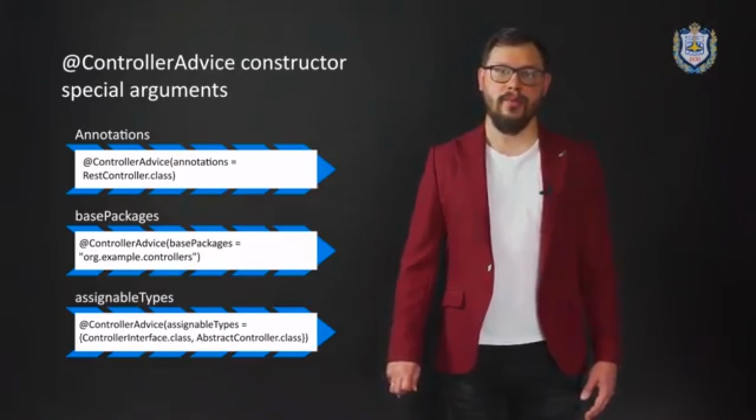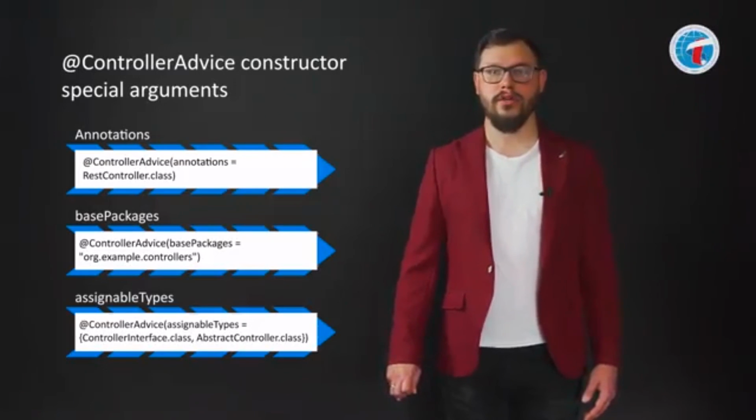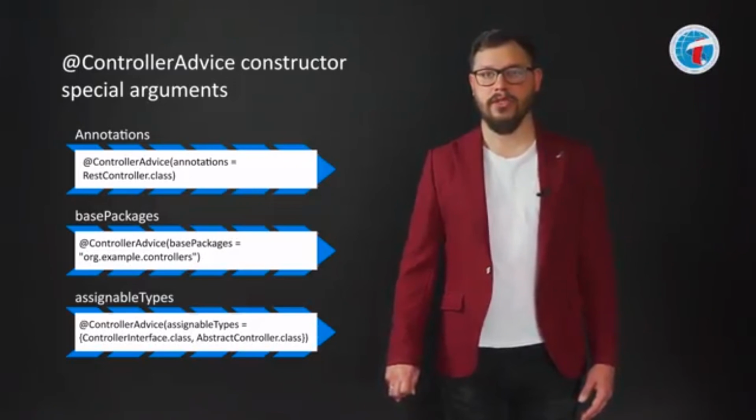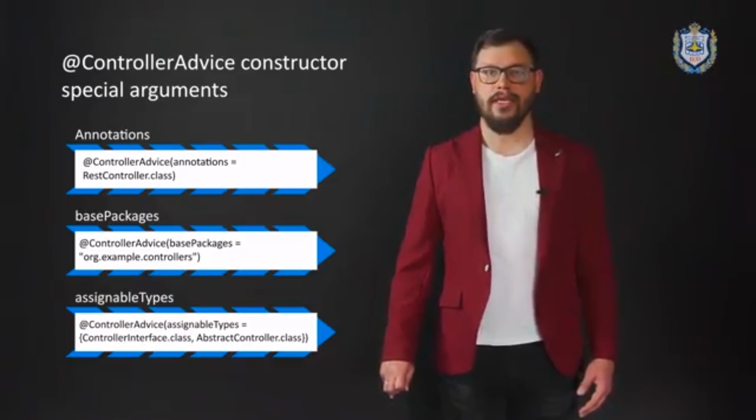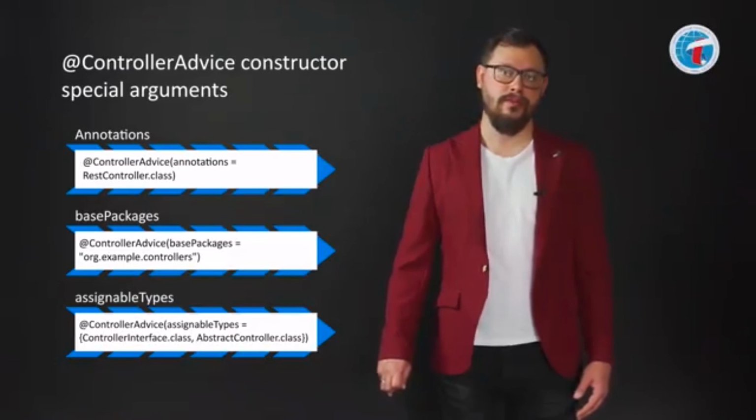Base packages. By specifying the packages that we want to scan and handling exceptions for the same. This will only scan the mentioned package and handle the exceptions for the same. Assignable types. This argument will make sure to scan and handle the exceptions from the mentioned classes. So by using exception handler and controller advice, we'll be able to define a central point for treating exceptions and wrapping them up in an API error object with better organization than the default Spring Boot error handling mechanism.